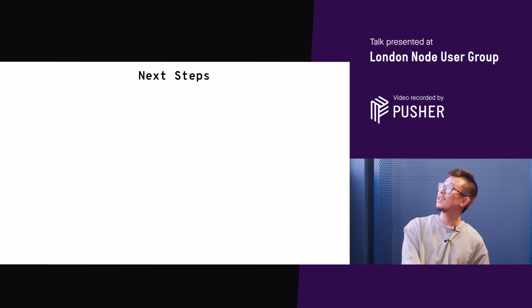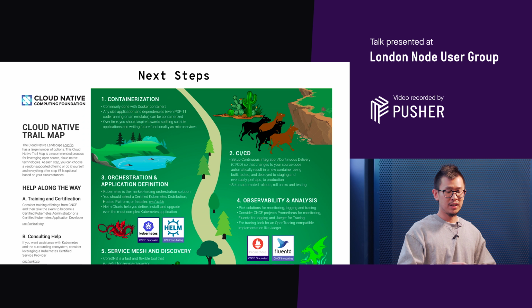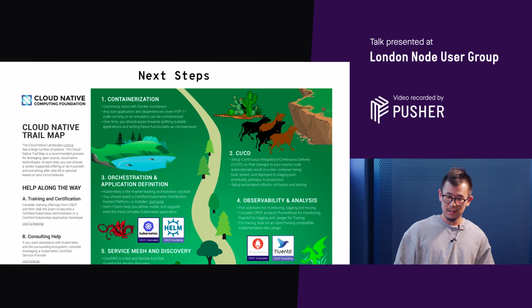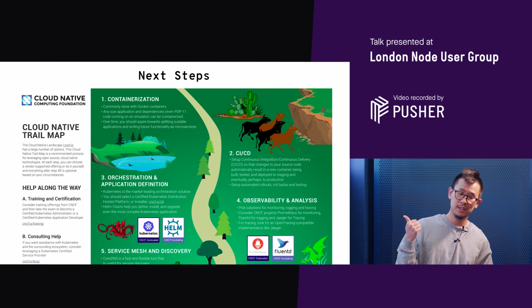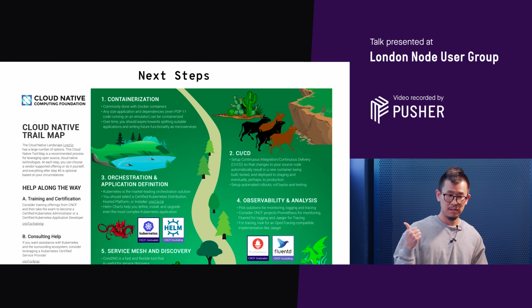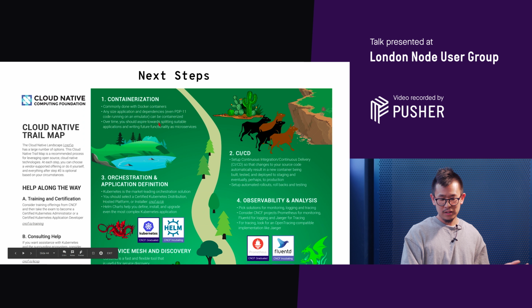And just to put everything back into perspective, if you do want to make use of all the cloud-native stuff, like Kubernetes and Prometheus, then the first step is containerization. This is a trail map published by the Cloud Native Computing Foundation, the CNCF, and it basically guides you through the steps you should take to make your application cloud native. And yeah, first thing is containerization.